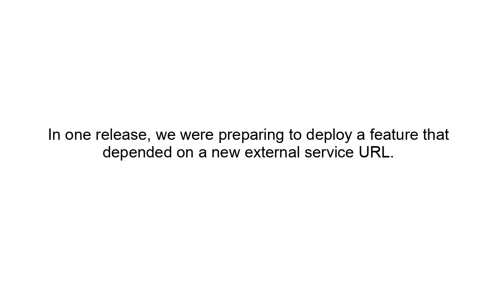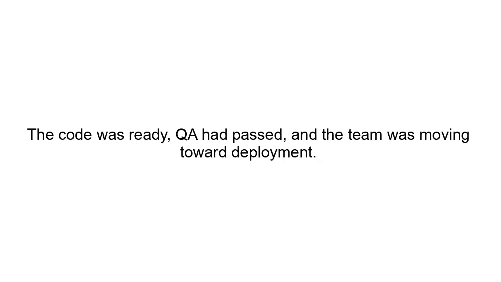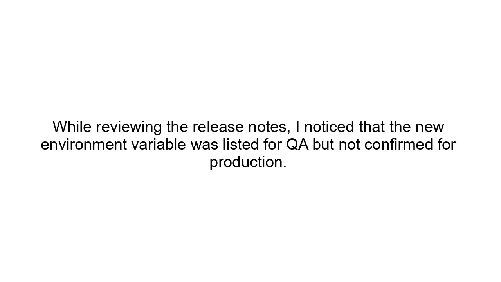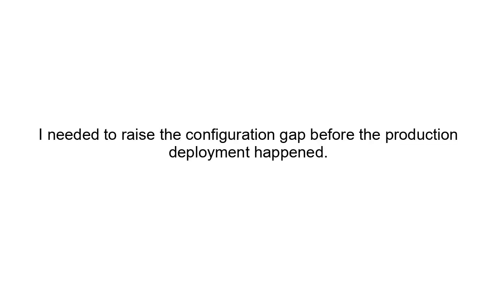In one release, we were preparing to deploy a feature that depended on a new external service URL. The code was ready, QA had passed, and the team was moving toward deployment. While reviewing the release notes, I noticed that the new environment variable was listed for QA, but not confirmed for production. Task: I needed to raise the configuration gap before the production deployment happened.